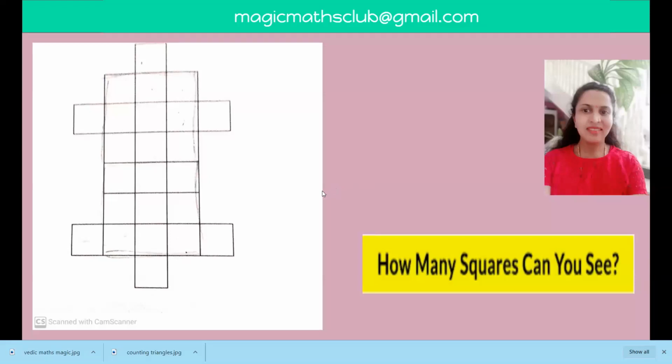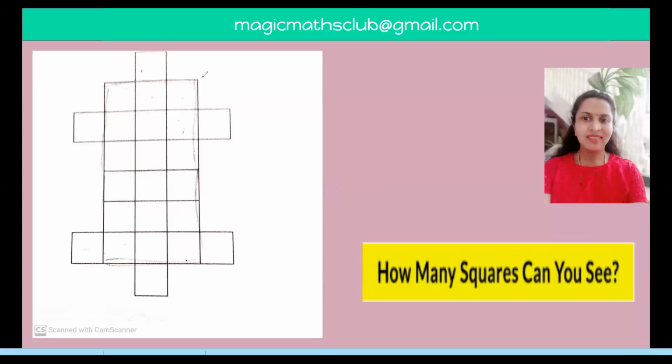Now, how many squares can you see? Now see, this is a very different question, in which what you have been given is a definite array. Leave the smaller ones, right? Leave the smaller ones; these ones we will count later, and then we'll try to continue.